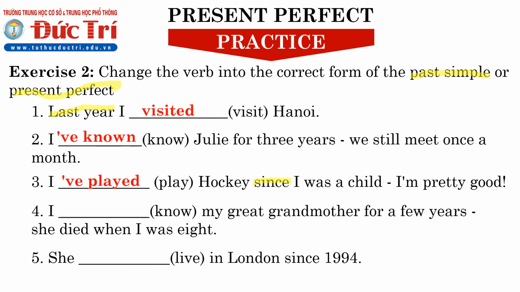Number 4. My great-grandmother for a few years. But be careful. She died when I was 8. It means that my great-grandmother died when I was 8. But now I'm not 8. In this case, we're using simple past. Number 5. She in London since. You look at the signal verb since. She's lived, present perfect.